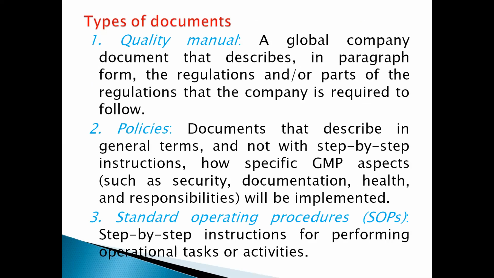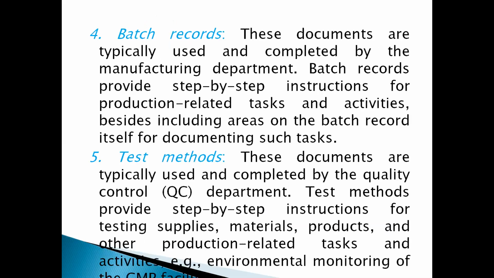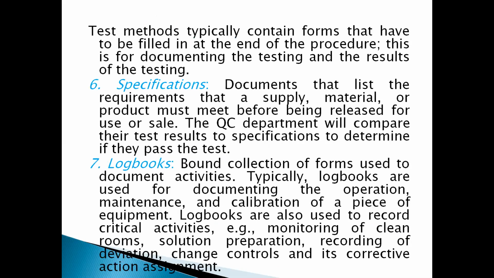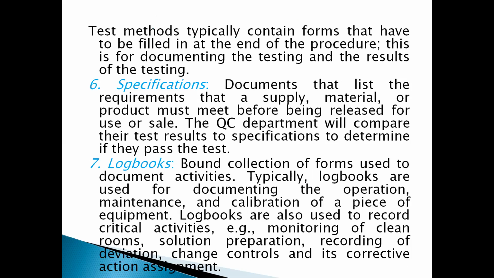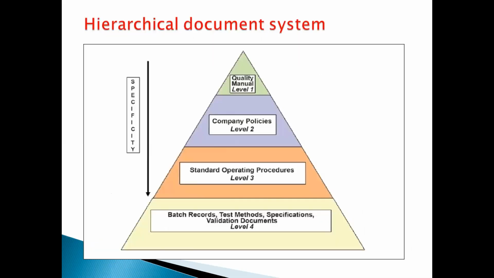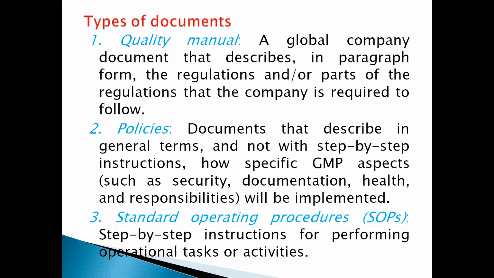So today we'll look into the types of documents again. Number one is the quality manual. Number two, policies. Number three, standard operating procedures. Number four, batch records, test methods, specifications, logbooks. We'll see in detail each one by one.